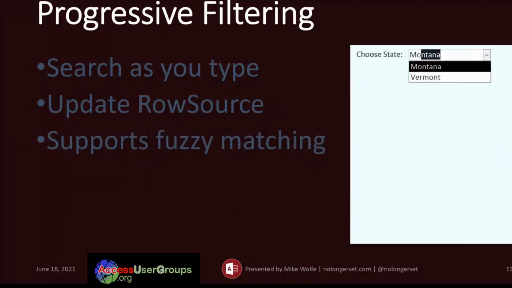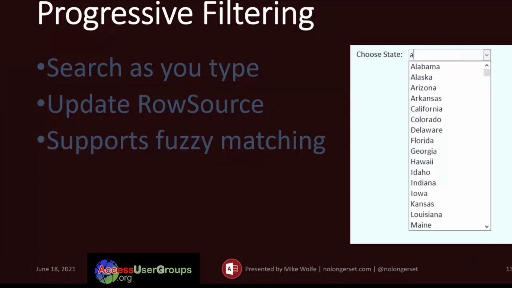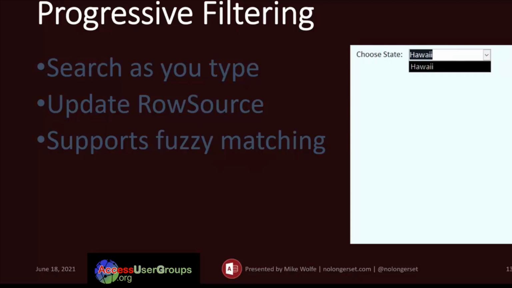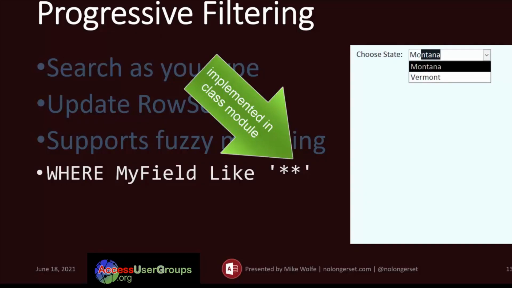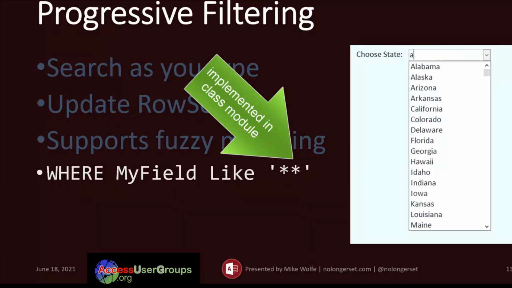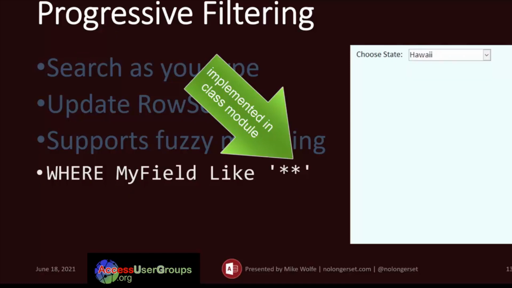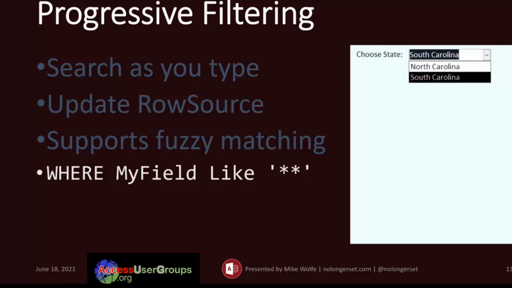So here's a quick demonstration, kind of what it looks like. As you type into the combo box, the options that are available automatically get restricted based on the text that gets entered. For this one, again, I've got another class module that makes the implementation of this really simple. And the key to making that implementation work is this special syntax where you pass in a double asterisk. So as the user types text into the combo box, the text is going to get inserted right in between these asterisks. You can restrict this based on whatever field you want to.